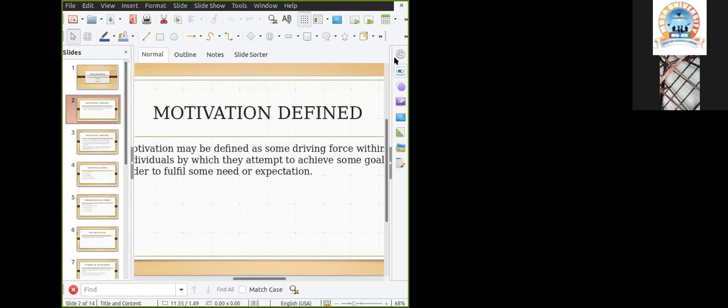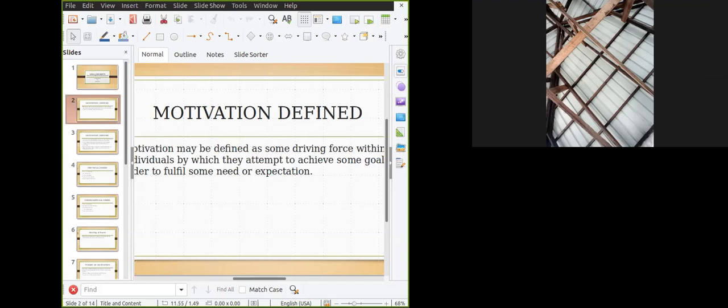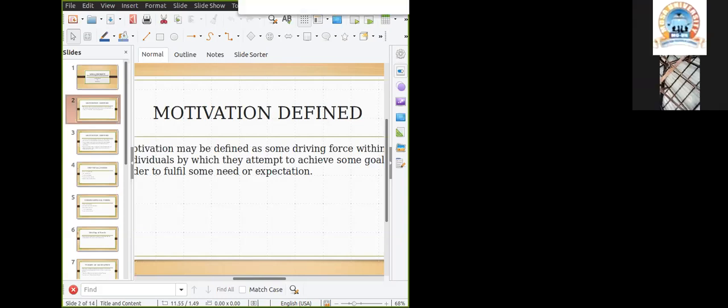Now, in this definition, let's break down the definition so that we appreciate what I'm talking about. There are basically three aspects to this definition that we need to understand.